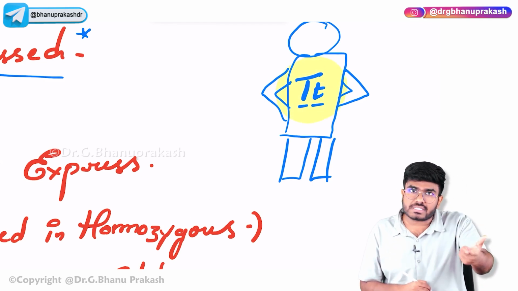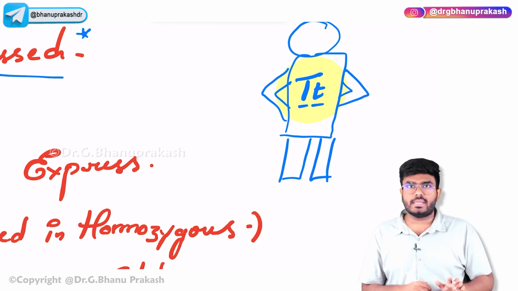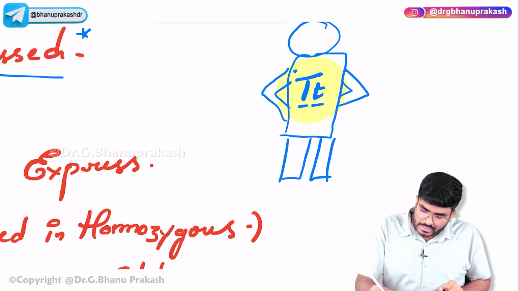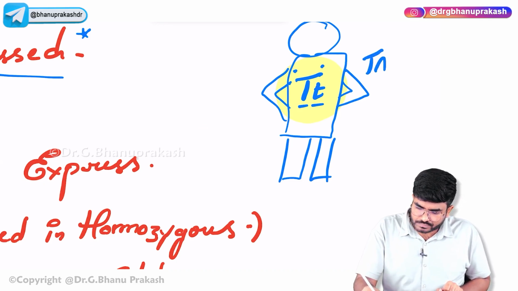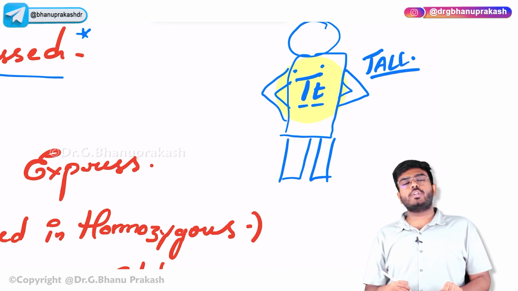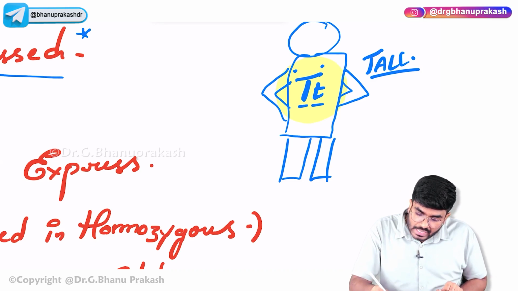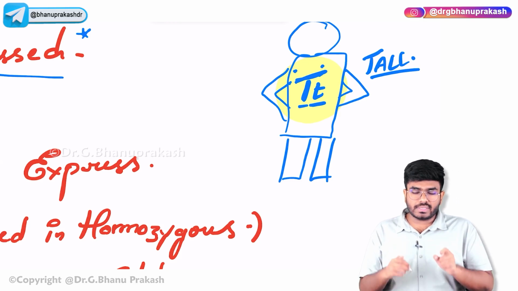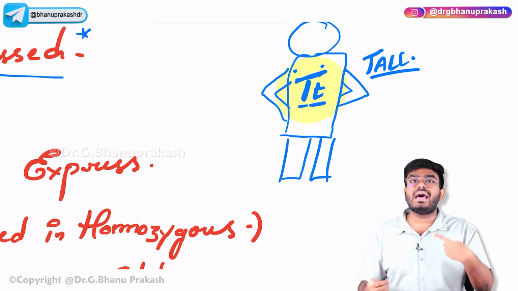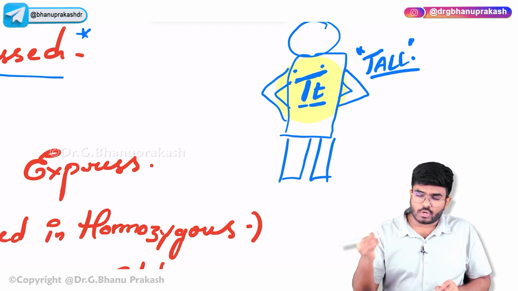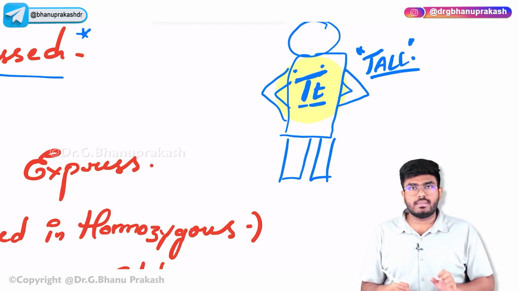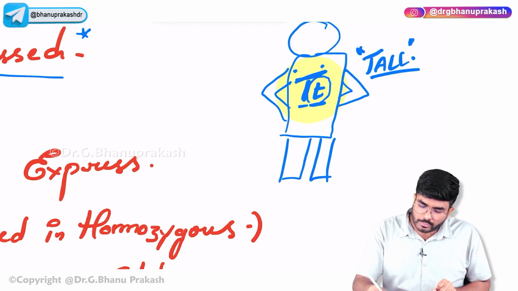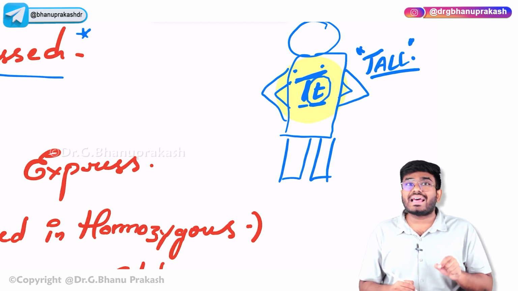whichever allele is expressed, that is called a dominant allele. Now this person definitely is going to be tall in height, because the capital T allele is dominant over the small t. So in the heterozygous state, whatever allele is expressed is called the dominant allele. This small t is not going to be expressed. So this is called the recessive allele.